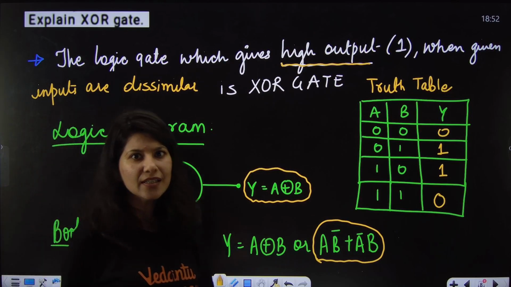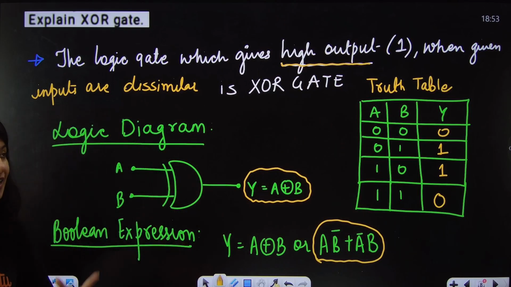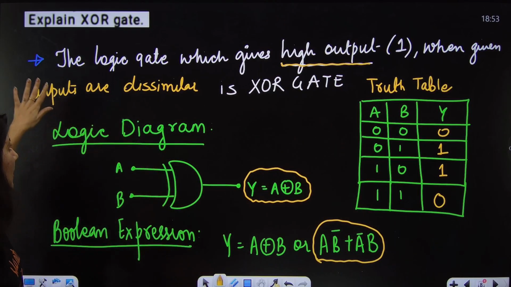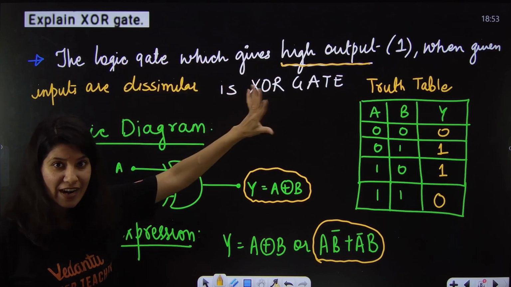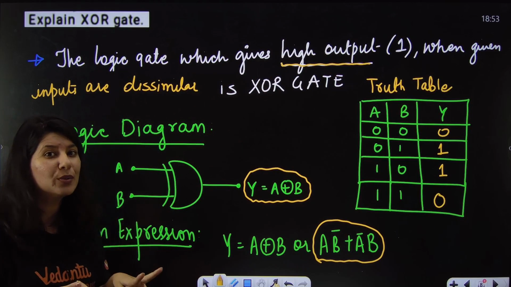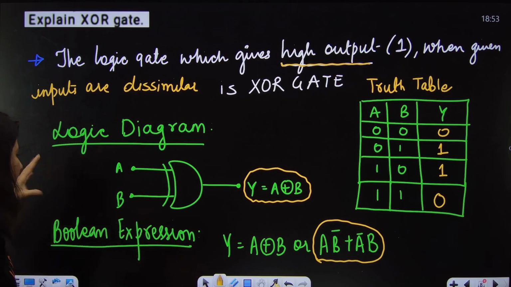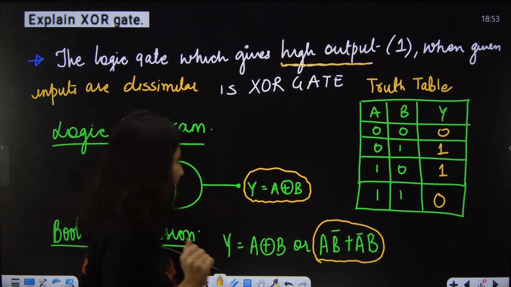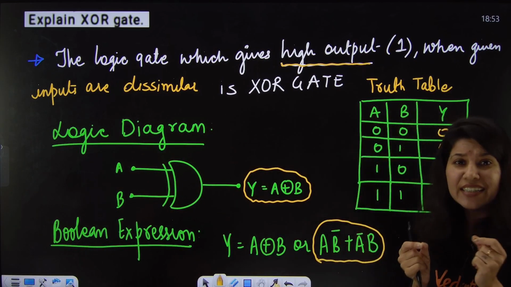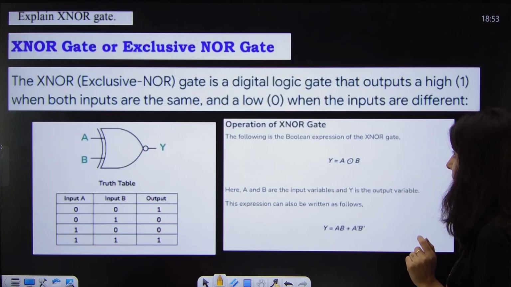Now, similarly, if they ask you XNOR gate, now you know the structure. First of all, you have to define what is XNOR gate. Now XOR and XNOR are opposite to each other, so you will understand it better. And then again logic diagram and so on. There is actually a little difference in XOR and XNOR gate. I'll go back, I'll show you.